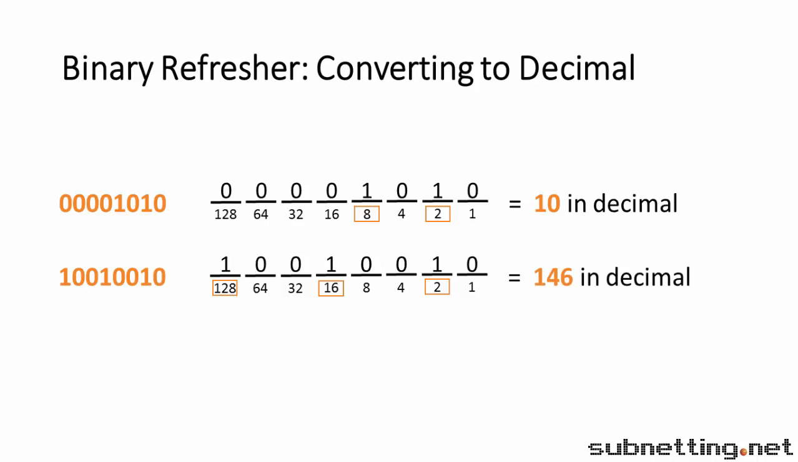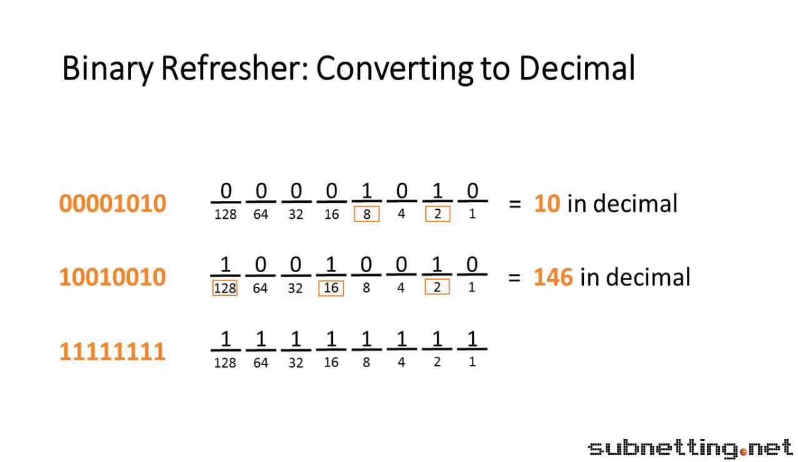Let's do one more. All ones. We write out the bits, and then we add them up. 128 plus 64 plus 32 plus 16 plus 8 plus 4 plus 2 plus 1 equals 255. This is an important one to memorize because it comes up all the time. But it's easy to remember because it is the highest number you can represent with 8 bits. 2 to the 8th power is 256, but since we start at 0, the 256th number is 255. This is the highest number a single octet can have in an IP address.